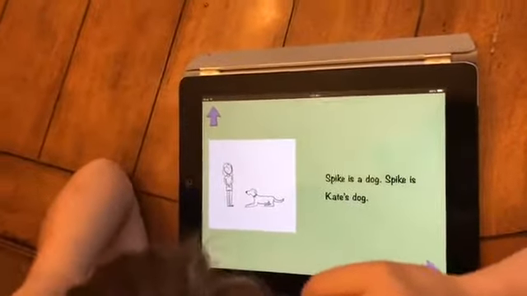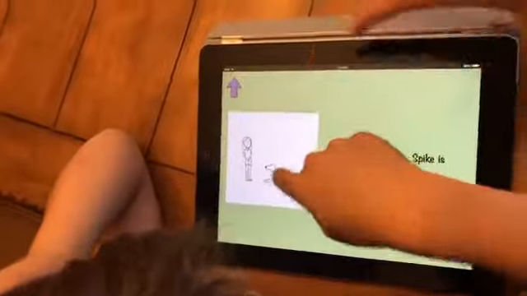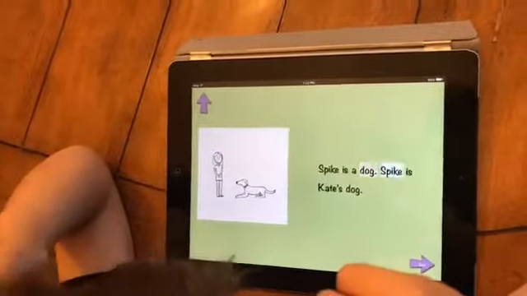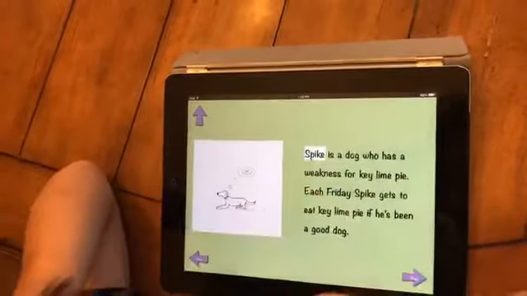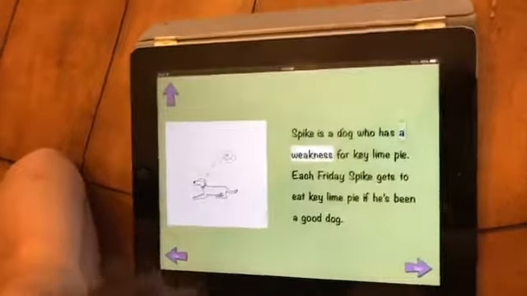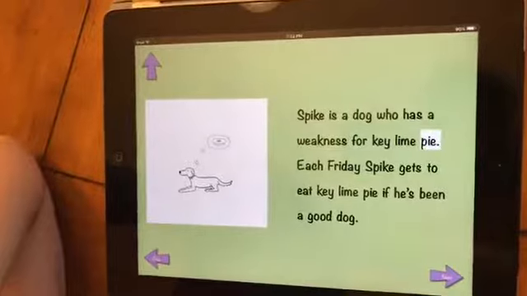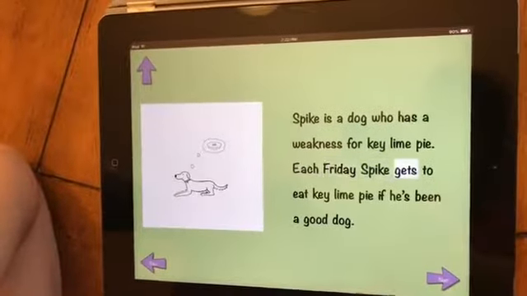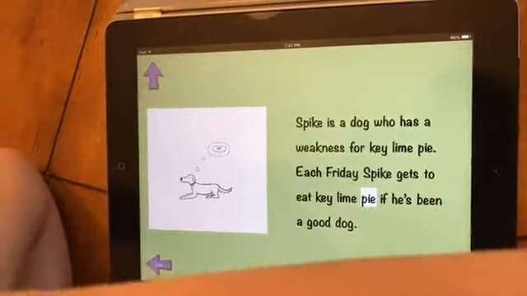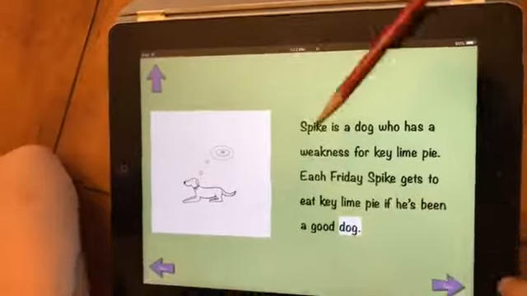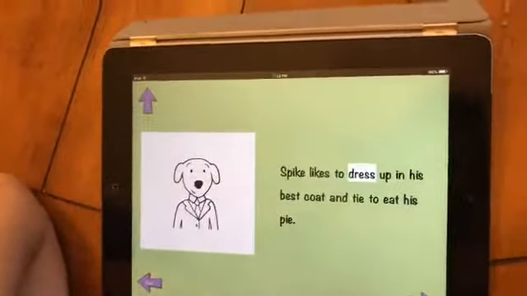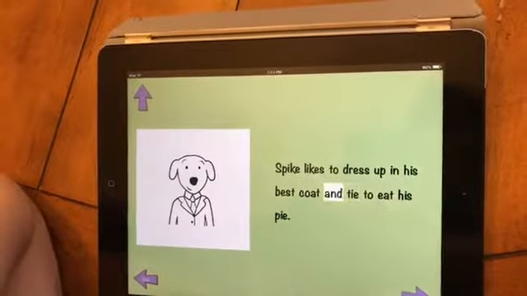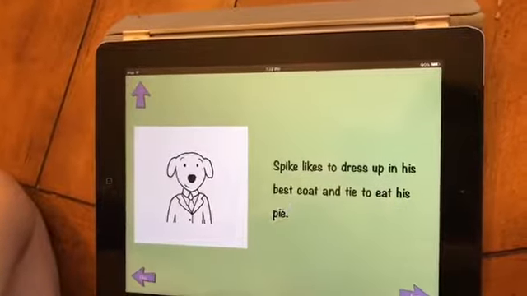Oh, now we get back to the story. And it's a repeat, but then it builds. Spike is a dog. Spike is Kate's dog. Rereading helps build fluency and confidence and word knowledge. Spike is a dog who has a weakness for key lime pie. Each Friday, Spike gets to eat key lime pie. If he's been a good dog. I really like how it follows the words with the print highlighting. Spike likes to dress up in his best coat and tie to eat his pie.